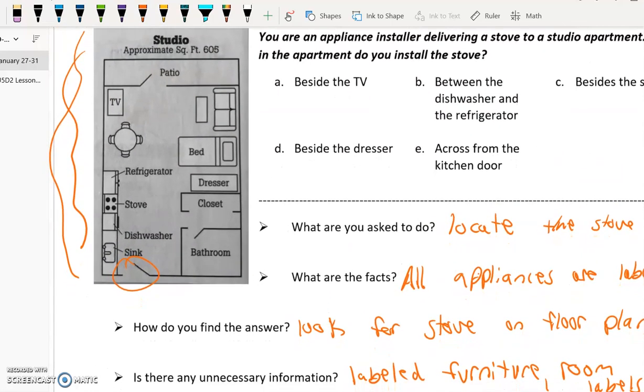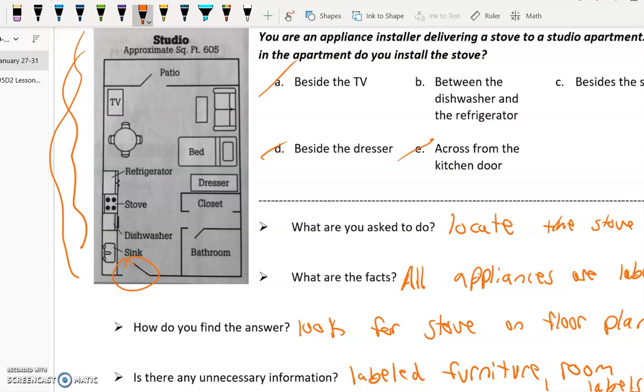Now, coming back up here, we can kind of go through this process and start ruling things out. Is it beside the TV? Well, the TV's in the den, so that's going to be a no. Is it beside the dresser? Well, the stove isn't in the bedroom, so no. Here, across from the kitchen door. Well, that could be reasonable because you are talking about a kitchen, but when you look at that kitchen door, it's actually not across from it. It's not really near it, so you can rule that out.